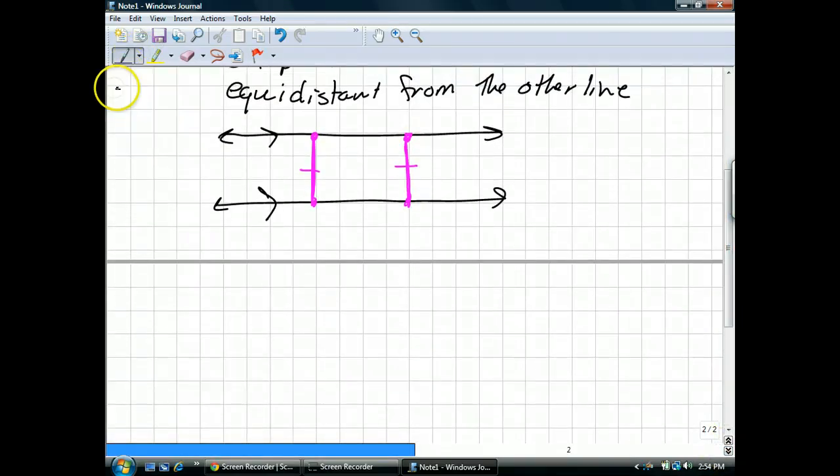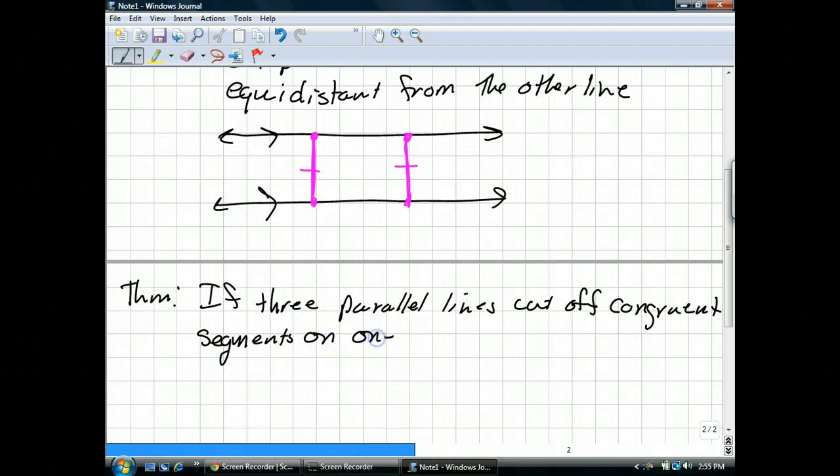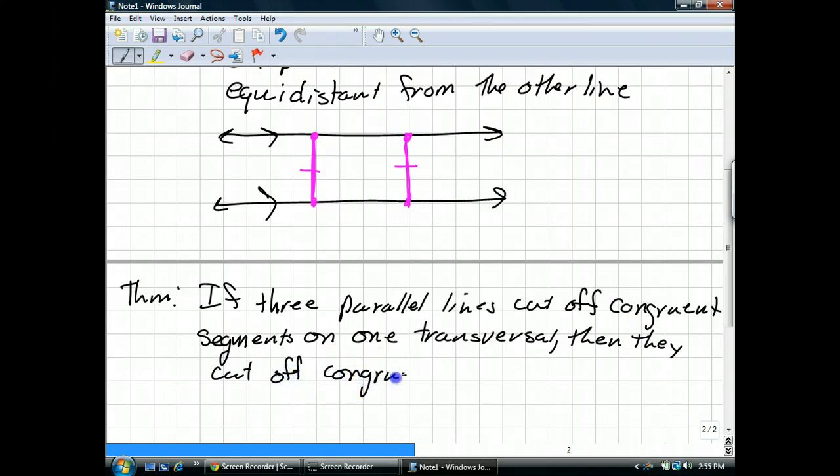All right, then our second theorem. If three parallel lines cut off congruent segments on one transversal, then they cut off congruent segments on every transversal.